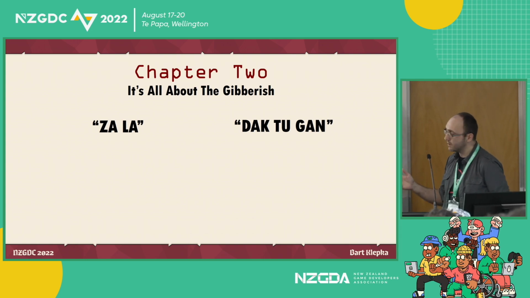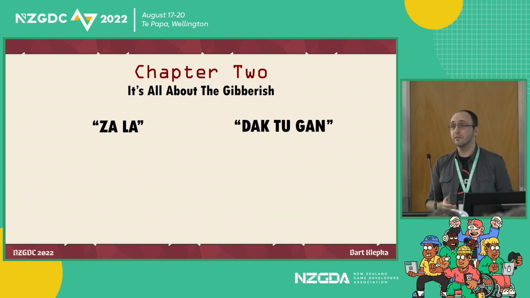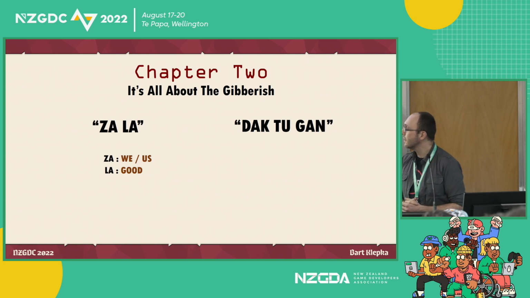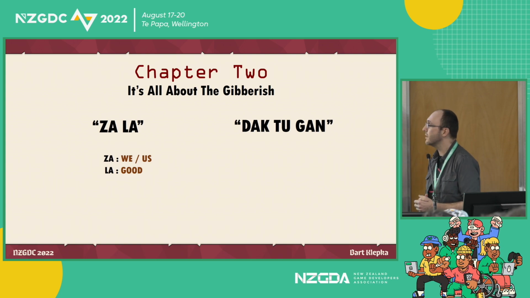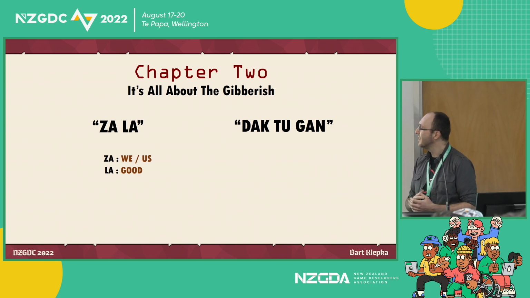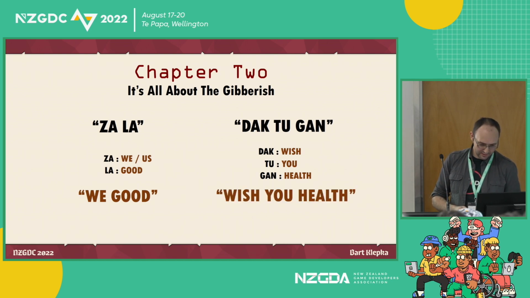So I took these two lines and I had to decide what they would mean. I thought I'd make them general greeting lines. Za would mean we, us, I, me. La would mean good. So basically tapping on a goblin, za la means we good, I'm good. Similar to Daktugan, dak would mean wish, tu means you, gun means health. Wish you health. Very simple, nice greeting lines.